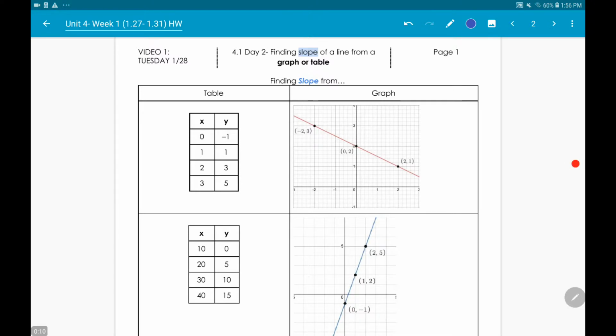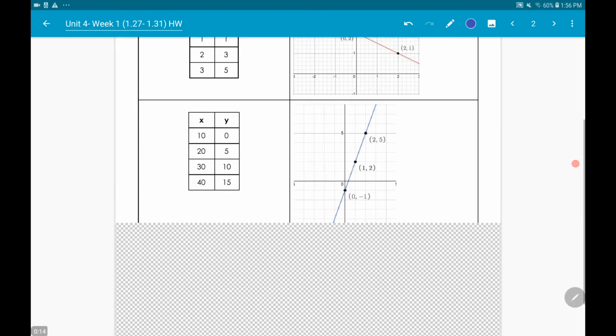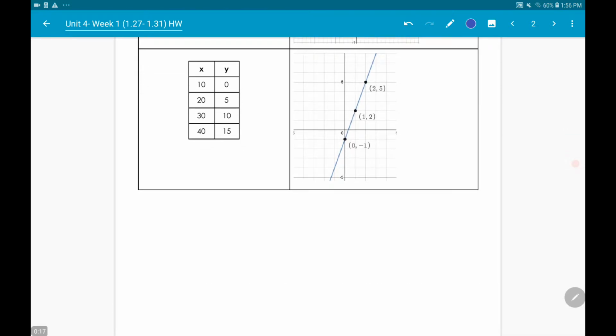We're going to be talking about linear equations, and we're going to start off with slope. So before we even start the problems, let's go to the bottom and make just a few notes.